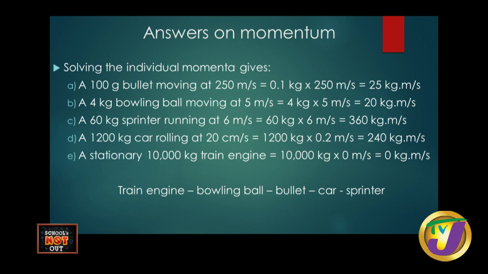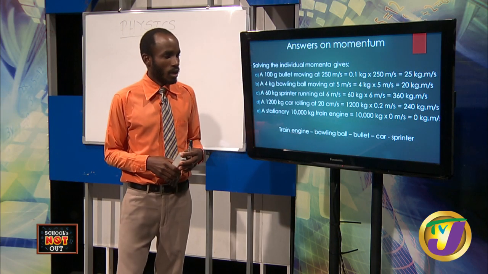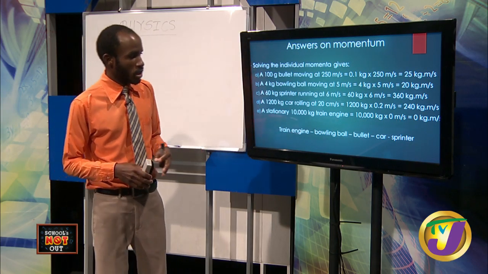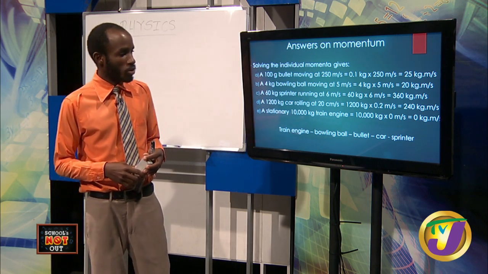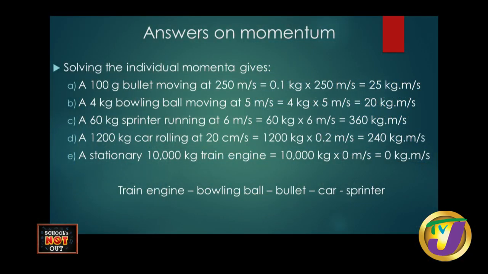When you multiply that out, that gives you 25 kilogram meters per second. The 4-kilogram ball at 5 meters per second, that's 20. The 60-kilogram sprinter at 6 meters per second, that's 360. The 1,200-kilogram car rolling at 20 centimeters per second, when you convert that to meters per second, it's actually 0.2, and that gives us 240. And the stationary 10,000-kilogram train engine is actually 0. Since you multiply mass and velocity, 0 times any value gives you back 0.